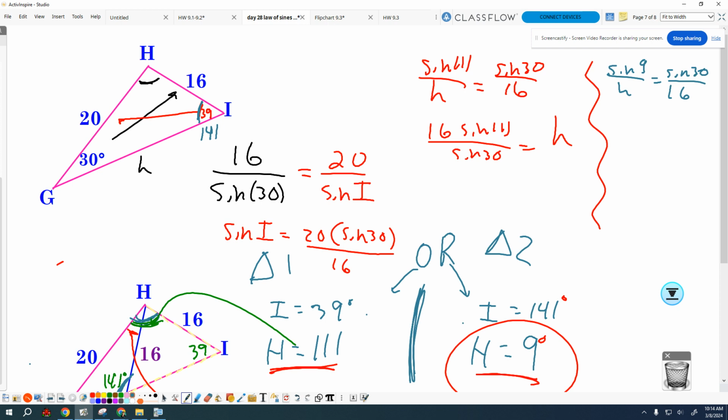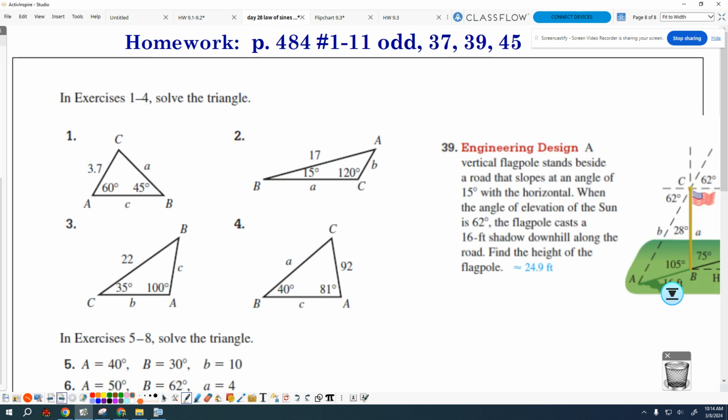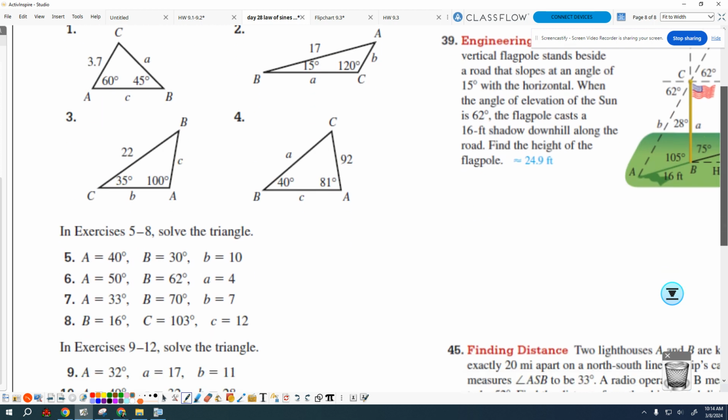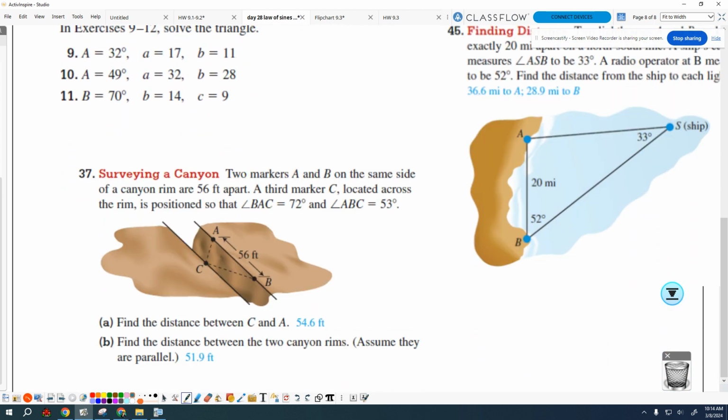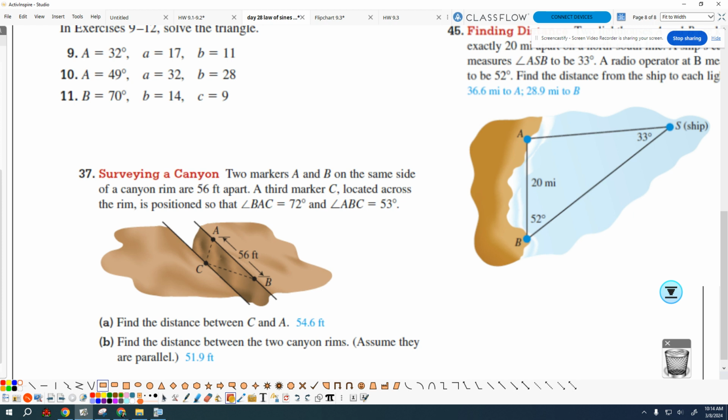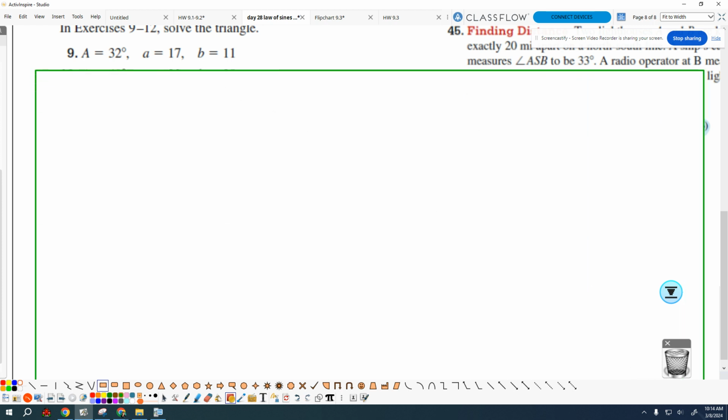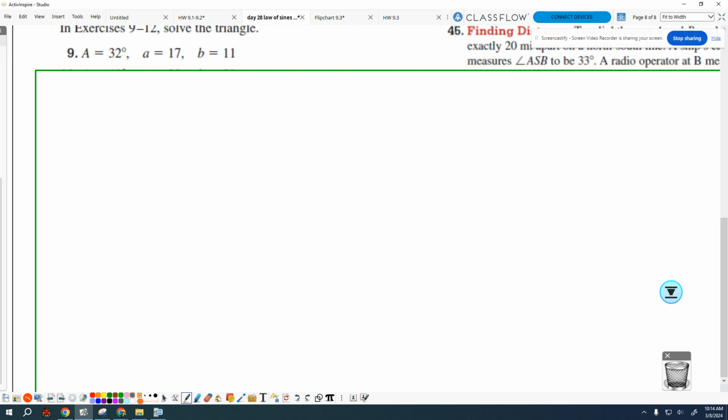All right, let's try one of the problems. We didn't finish. Yeah, I'd like to, as Fernando said, do it organized. Let's try triangle ABC. That's 32, this is 17, and that's 11.